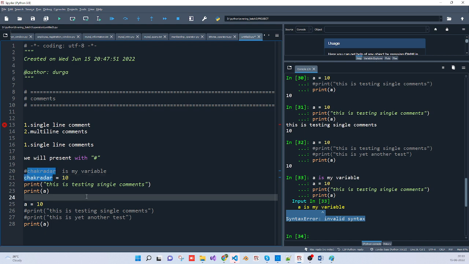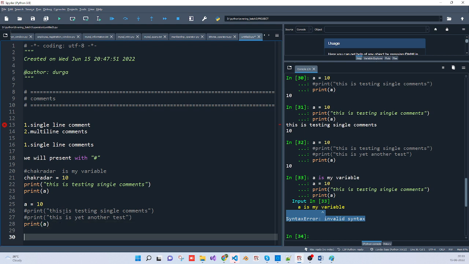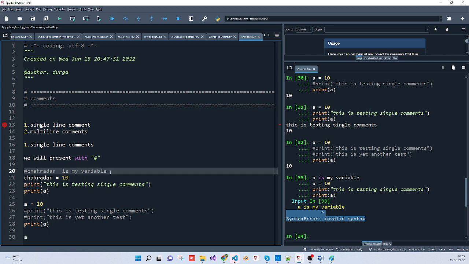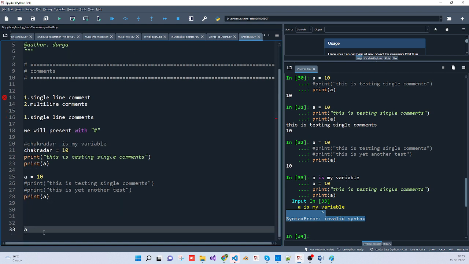Now, how to use comments? Something like a is here we are writing. Chakradhar is my variable, but I don't want it like this. Then you can write in one more way: a is equal to 10, and after it a comment, this is my variable. Like this also you can write.